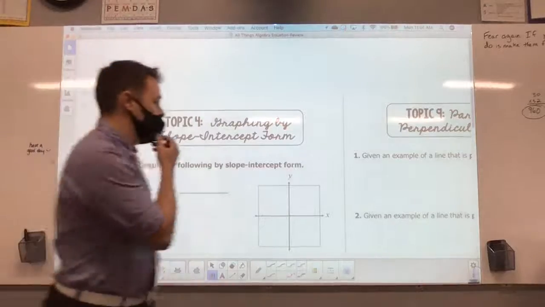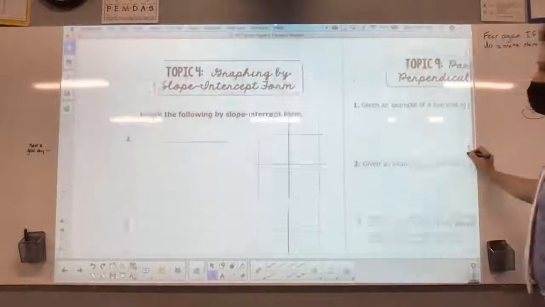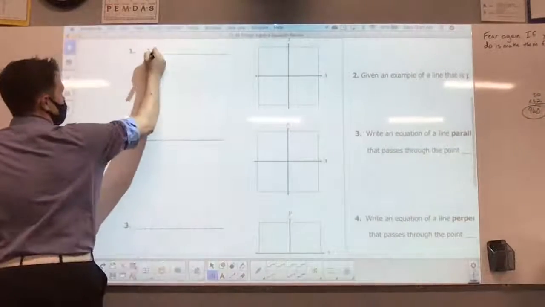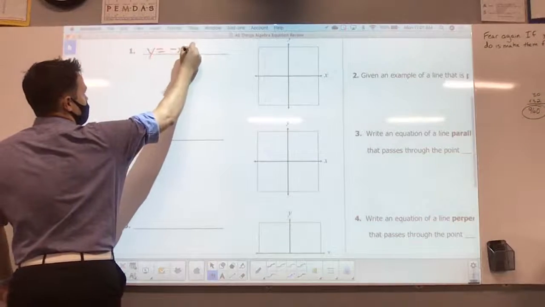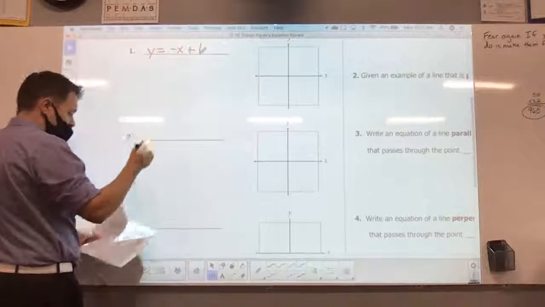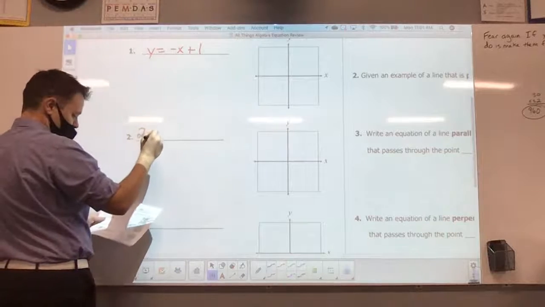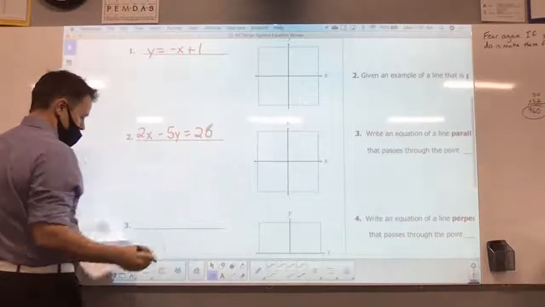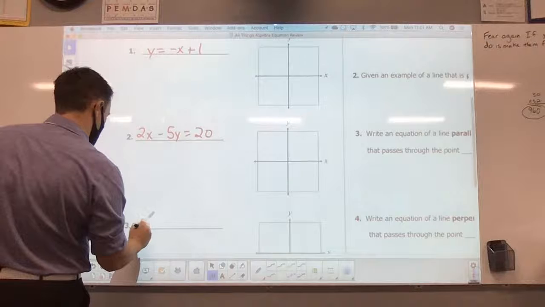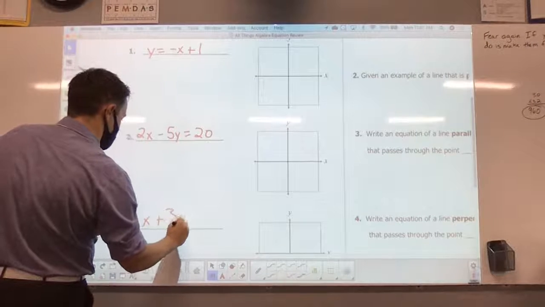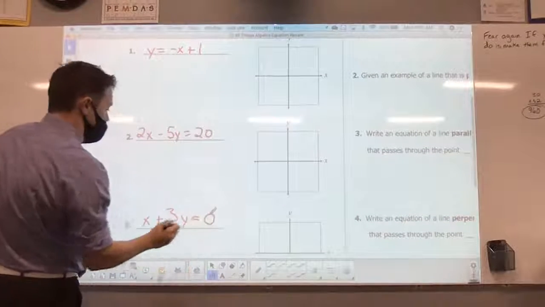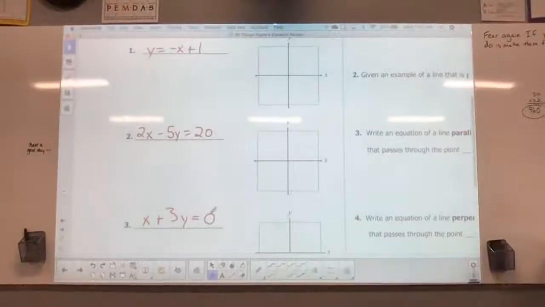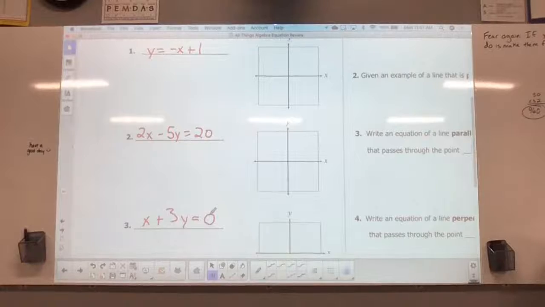This should be topic 4 about graphing slope-intercepts. Most of you should be able to do this. I always just want you to identify what the label is. So this is y equals -x plus 1. This one here is 2x minus 5y equals 20. And then the last one is going to be x plus 3y equals 0. Okay, so those are the 3 equations. Vivi, sorry if you can't see that one on the bottom. It's x plus 3y equals 0.